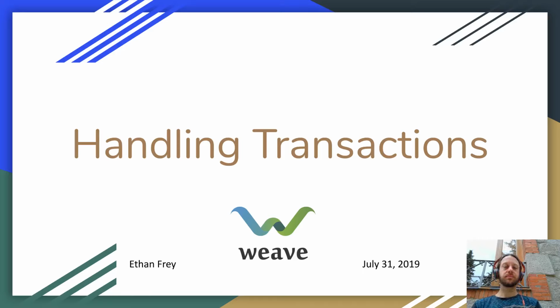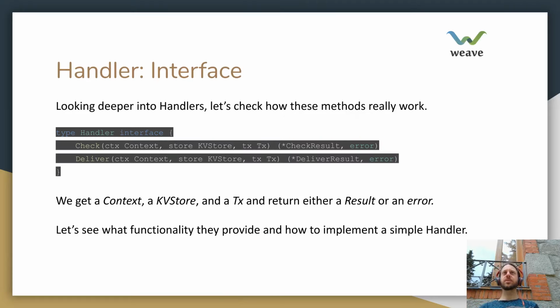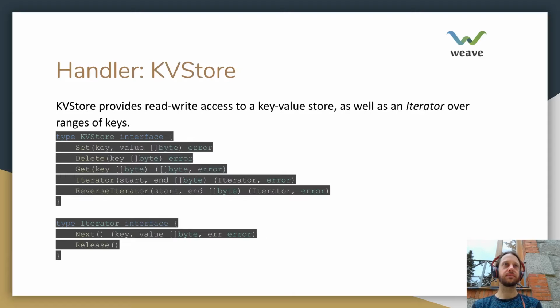The first step is to look at the interfaces we use. The handler interface you see here takes a context, a KV store, and a transaction, and returns a result and an error. Check result and deliver result are quite similar with slight differences. Both of them will map to an ABCI result type. Check has a slightly different field than deliver does. We've already talked deeply about transactions. Let's look now at context and store, and then see how we pull these together.